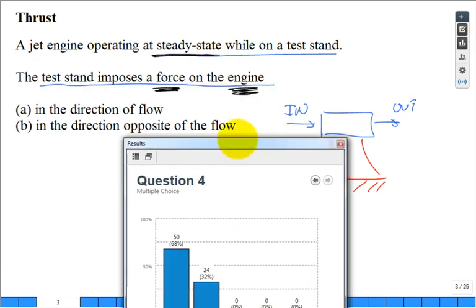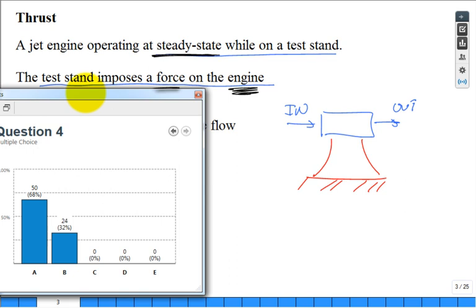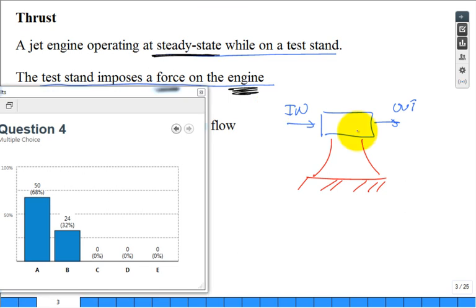Why is that not a higher percent? Look at it. We said that the engine is going to lurch that way, and you had a high percentage. I think I have to put a force on the bottom of that engine, pushing it in that direction to hold it stationary. True or false?